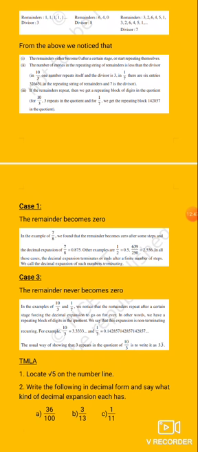Now some TMLA questions. Locate root 5 on the number line. Second, write the following in decimal form and say what kind of decimal expansion each has, that is, terminating or non-terminating, repeating decimal expansion.